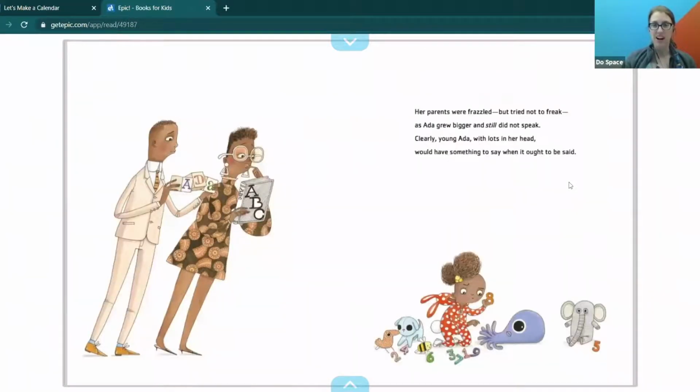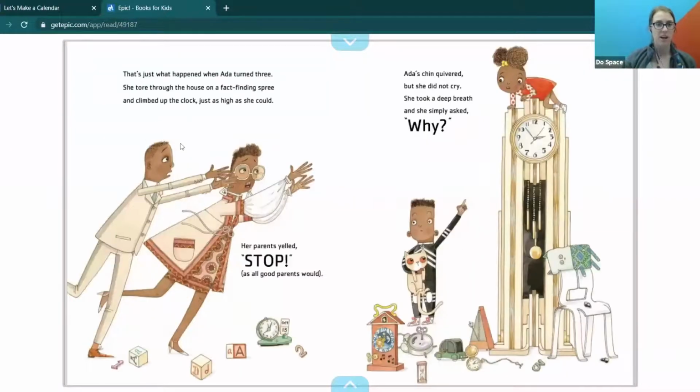Her parents were frazzled, but tried not to freak as Ada grew bigger and still did not speak. Clearly young Ada, with lots in her head, would have something to say when it ought to be said. So it looks like she's doing a lot of observations, right? Or looking and thinking about what she's seeing, but she's not saying much. That's just what happened when Ada turned 3.